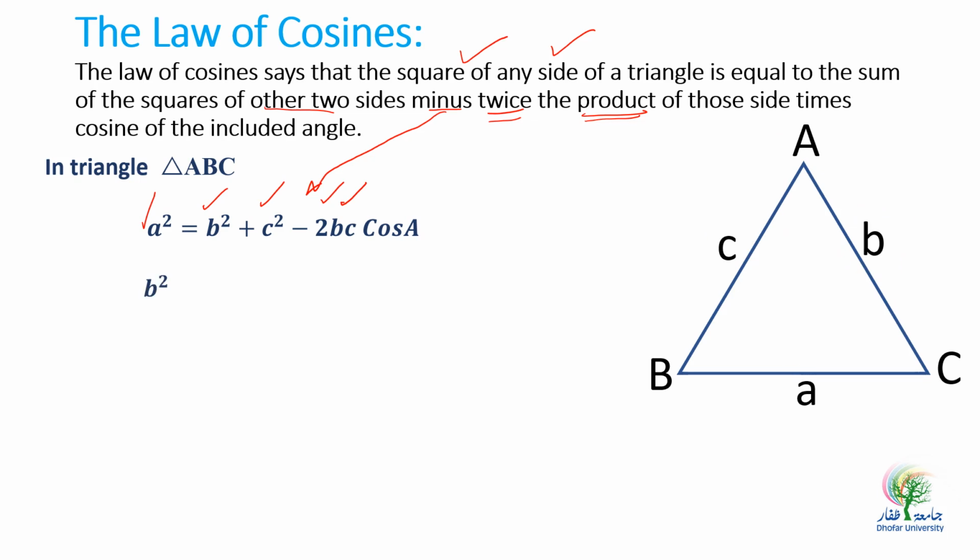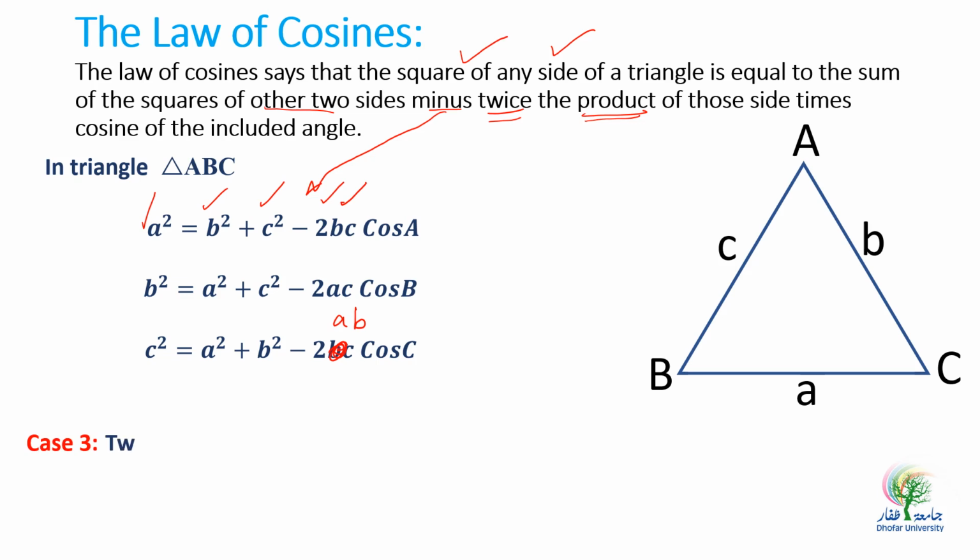We have some other forms of this law, like b square equals a square plus c square minus 2ac cosine B, and c square is a square plus b square minus 2ab. Here is a mistake, it's 2ab cosine C. c square is a square plus b square minus 2ab cosine C.